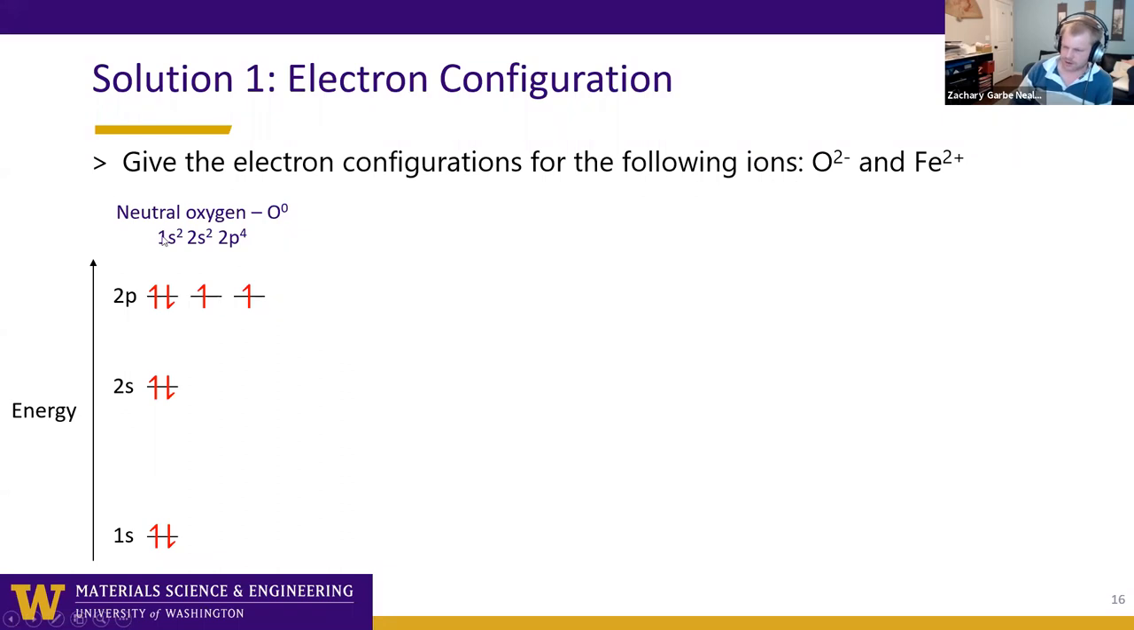So what would the configuration be for oxygen 2-? That's right, 2p6. So we're adding two electrons. They're just going to fill in those vacant half spots of the p groups, right? So that's oxygen anion. How about iron? Let's start with just the neutral atom for iron.